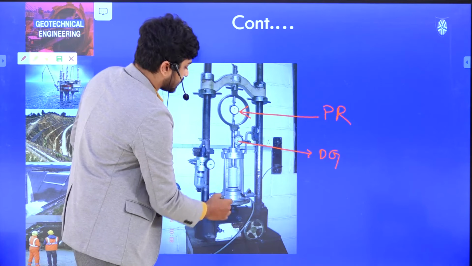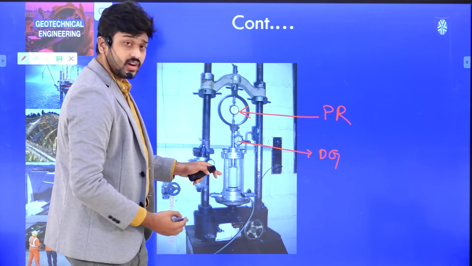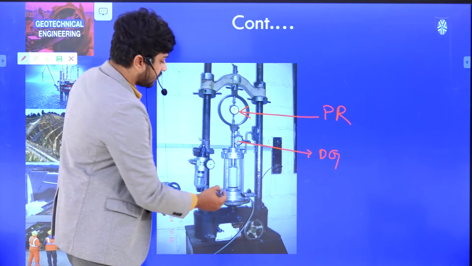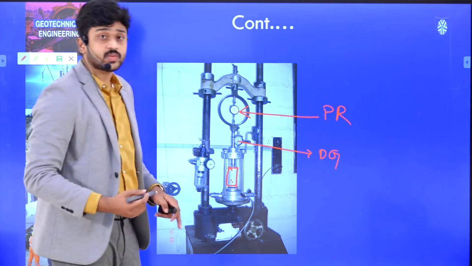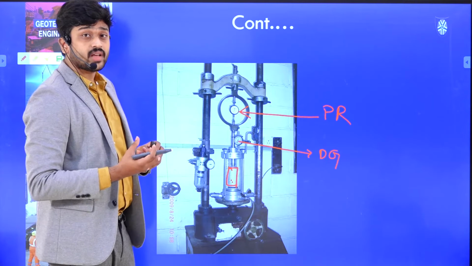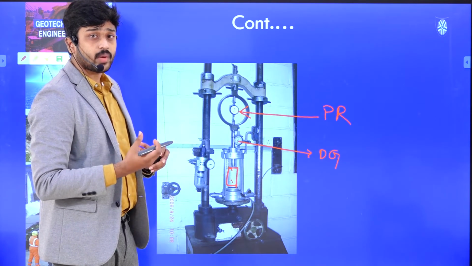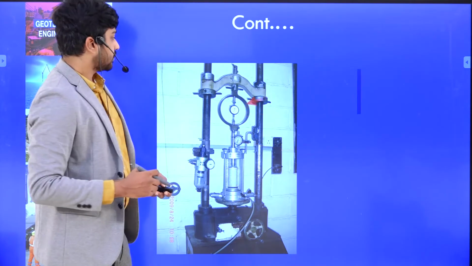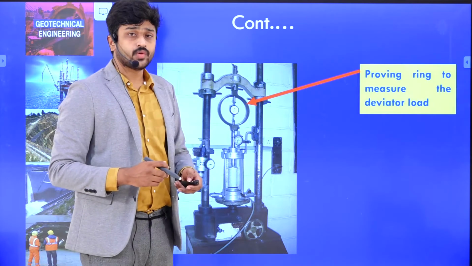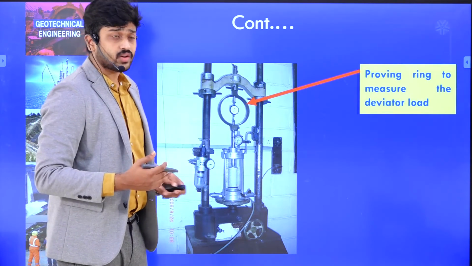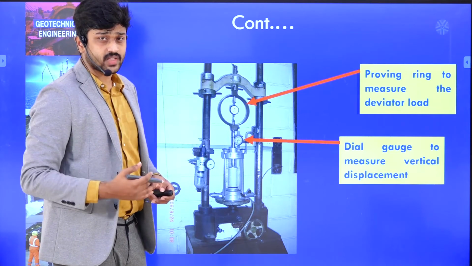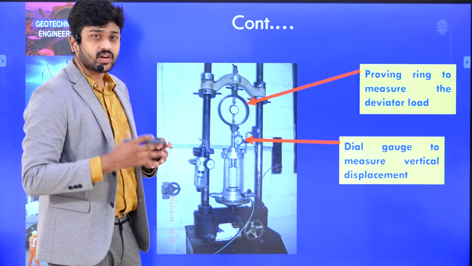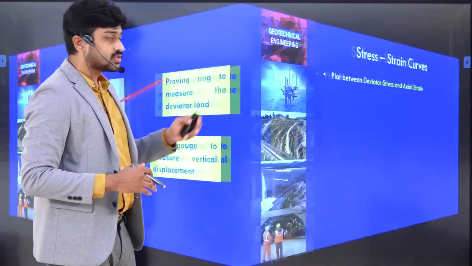This entire container is a typical setup of our triaxial apparatus, where this is our specimen. This is a small specimen surrounded by a small membrane, a rubber membrane or a porous membrane. As I've stated, this is the proving ring to evaluate the deviator load, and this is a dial gauge to measure the vertical displacement. These two are very important for our calculation purposes. Let us look at how.